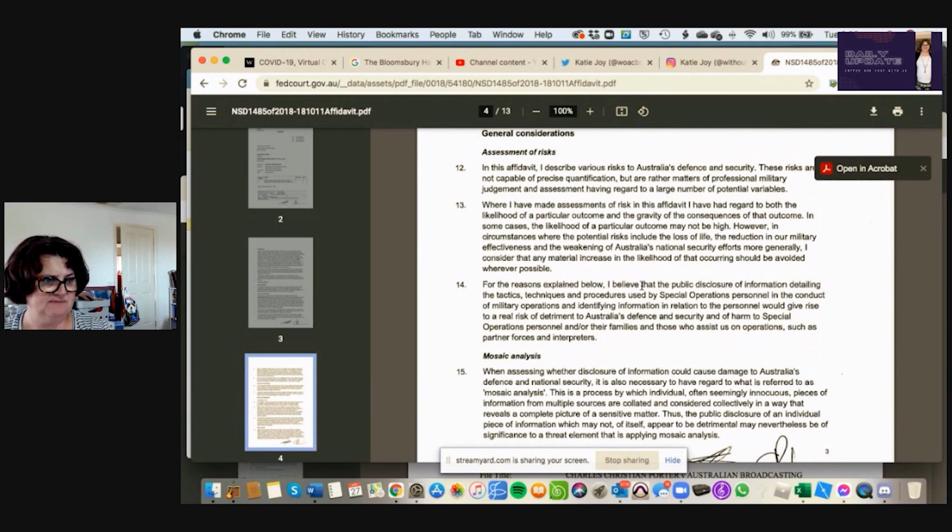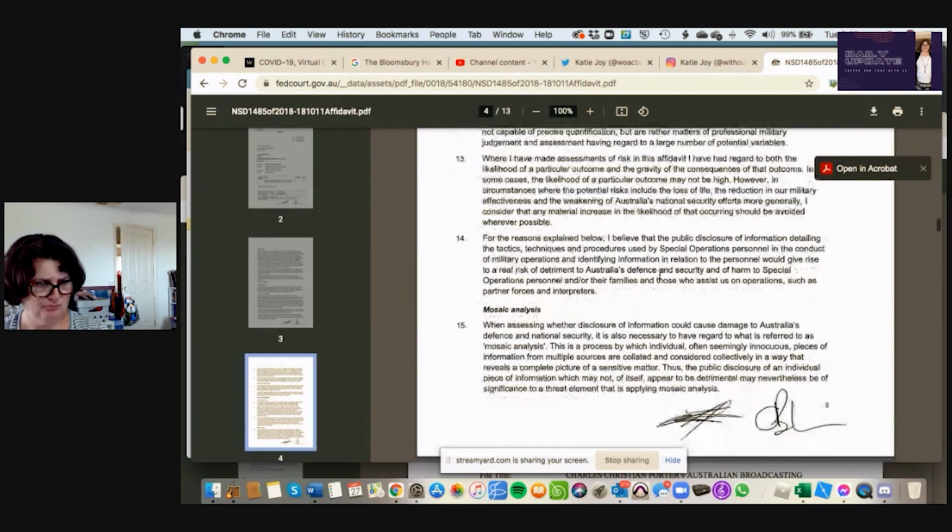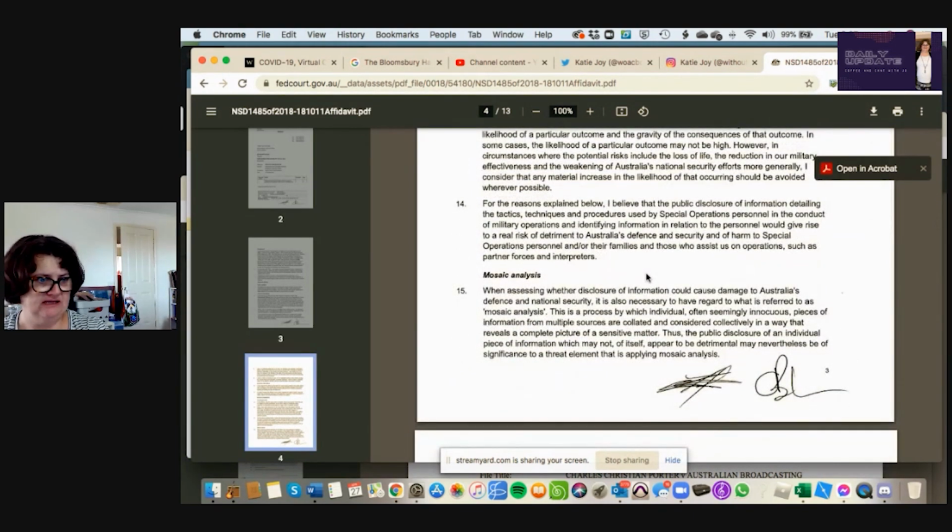Where I have made an assessment of risk in this affidavit, I have had regard to both the likelihood of a particular outcome and the gravity of the consequences of that outcome. In some cases, the likelihood of a particular outcome may not be high. However, in circumstances where the potential risks include loss of life, the reduction in our military effectiveness, and the weakening of Australia's national security efforts more generally, I consider that any material increase in the likelihood of that occurring should be avoided wherever possible.